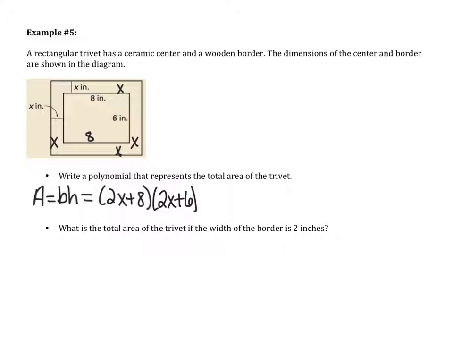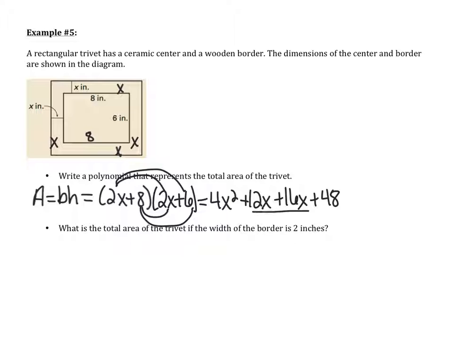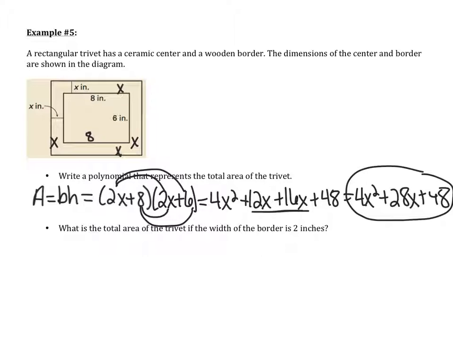So now what I want to do is multiply this all out. So I have a binomial times a binomial. So I'm going to take 2X times 2X, which would be 4X squared, 2X times 6, which is 12X, 8 times 2X, which would be 16X, and then 8 times 6 is 48. So then finally, I'm just going to combine like terms. So the 4x squared would stay as it is. 12x plus 16x is 28x. And then I would just have that plus 48. So this is the polynomial that represents the area of this trivet.